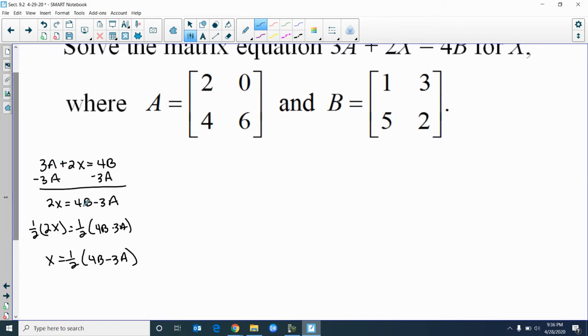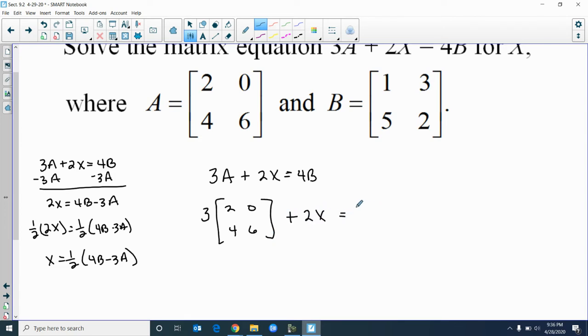So that's what it's going to end up equaling. Now I can go through this step by step, or you can just start right here. So just think about this. It says 3A plus 2X equals 4B. Well, what is A? A is 2046. I don't know what X is. That's what we're looking for. Equals 4. And then B is 1352.